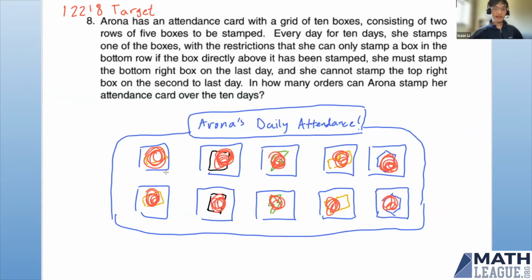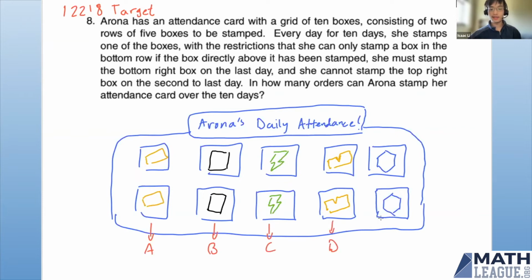Okay, so how are we going to account for the order in which these stamps are done? Well, here's a clever trick that we can do. These stamps in these columns are the same type of stamps. So one of these stamps has to be stamped before the other. So let's go ahead and call this column A, and this column B, C, D, and E. Okay, so now what happens is that we can rearrange these letters. There are 2 A's, 2 B's, 2 C's, 2 D's, and 2 E's, and we can arrange them in any way.